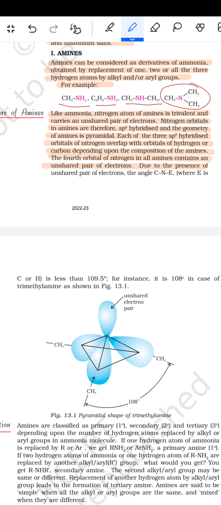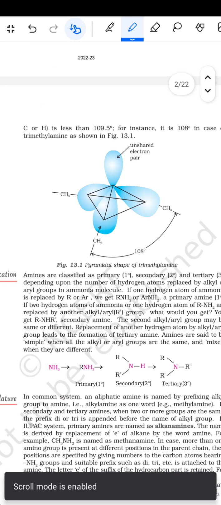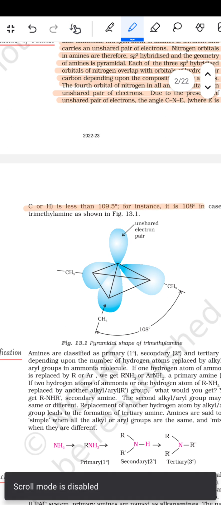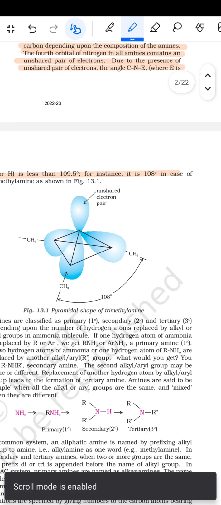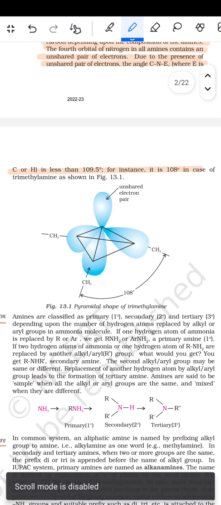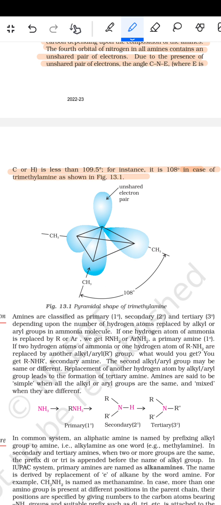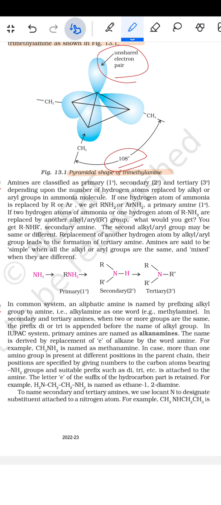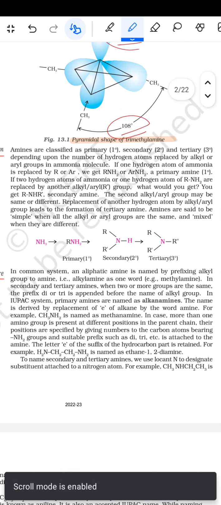Due to the presence of the unshared pair of electrons, the angle C-N-E, where E is C or H, is less than 109.5 degrees. For instance, it is 108 degrees in the case of trimethylamine, as shown in the figure. So here 108 degrees is given, and then the unshared pair of electrons is shown. After that comes the pyramidal shape of trimethylamine. Next, the amines are classified.